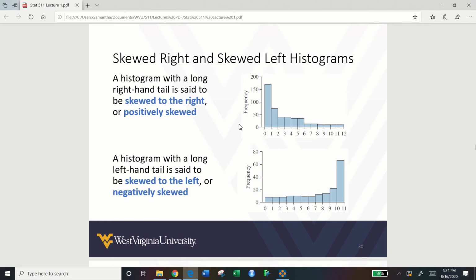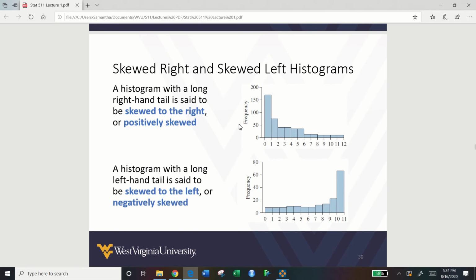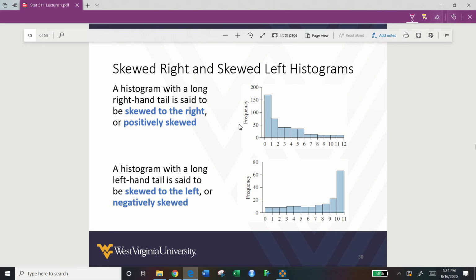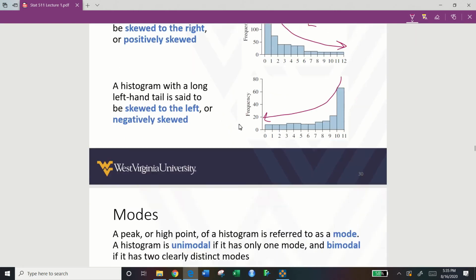There is a little rhyme when trying to figure out which way is which. If you think about skiing down a mountain, which direction would you be skiing in? Well, if we have our little person skiing down the mountain, they would be skiing to the left. Ski left, skewed left. Ski right, skewed right. Just a little helpful way to remember and how to keep your skis and skews straight.